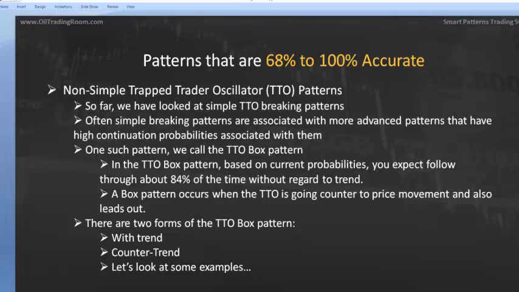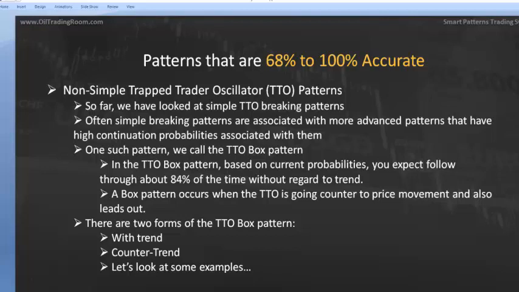The TTO box pattern, based on current probabilities, follows through about 84% of the time without regard to the trend. In other words, if they're going with the trend, it'll tend to continue up 84%. And if it's going down, it'll tend to go down 84% without regard to the trend. If you trade with the trend, those numbers can be a bit higher, but I just make a generic measurement of that at 84%.